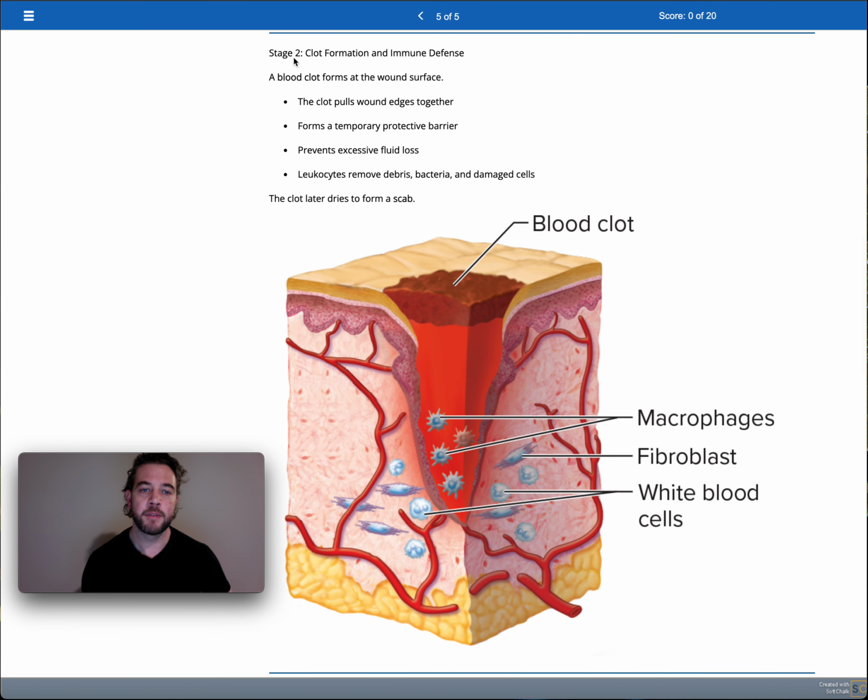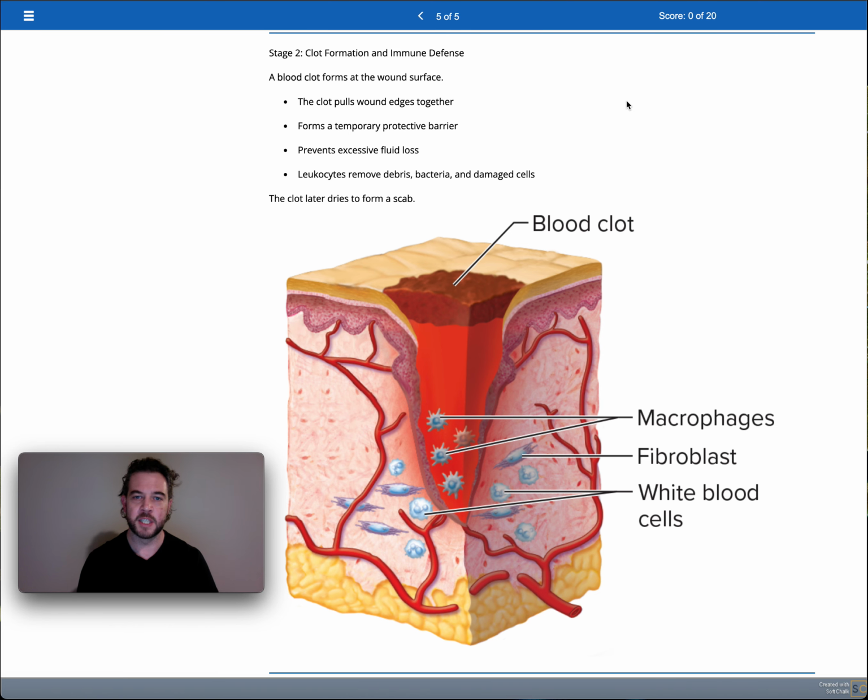Stage 2, you start to have a clot form and immune defense. That initial rush of blood into an area, again, is bringing fresh proteins, white blood cells, fresh nutrients, all those kinds of things. But it's also going to bring clotting proteins and platelets that are going to help reduce that blood loss. So the initial rush of blood brings in some new things. Okay, now let's seal it off.